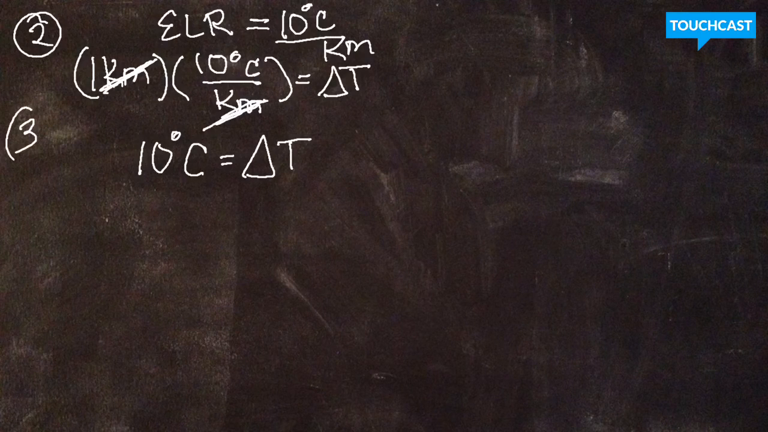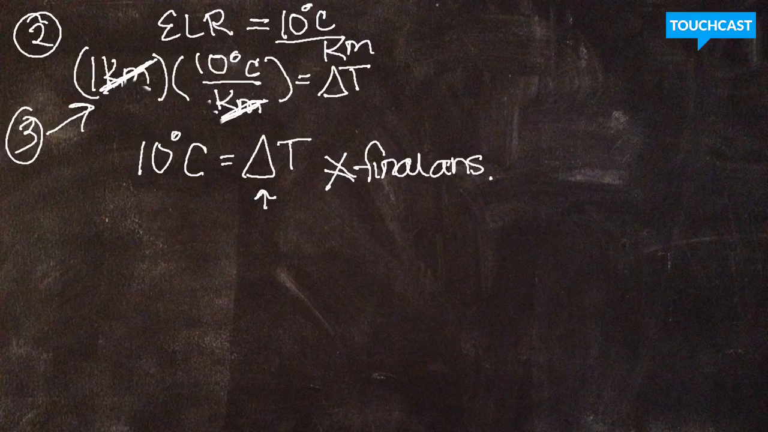Step 3 is to solve. And you have to show all this neat and groovy stuff as you're going along. So this is where a lot of people make a mistake. It's the change in temperature, not your final answer. We started at 26. The temperature changed by 10 degrees. And that gives us 16 degrees Celsius.